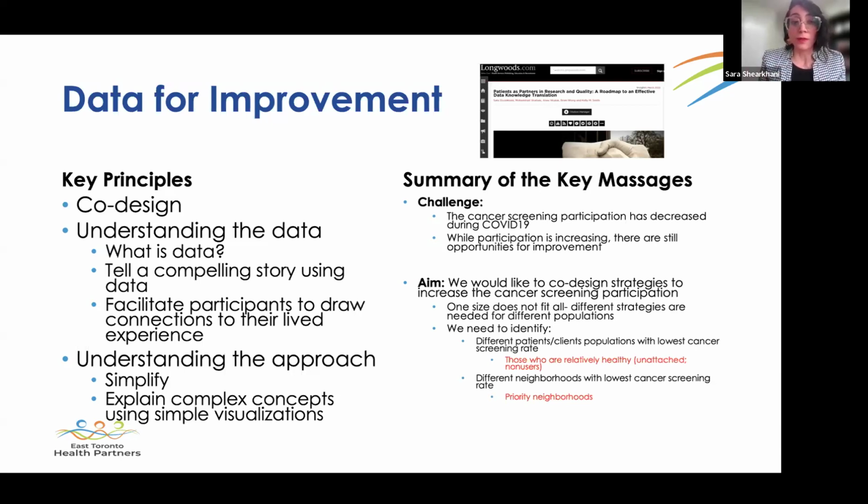So the key principles that we tried to follow were co-design, going back to the community members and asking them whether what we had in mind made sense to them. It was understanding what data is, which is basically people's experiences. Tell a compelling story using data and facilitate participants to draw connections to their lived experience. And then the other piece was understanding the approach. The approach that Walter and his team took was very sophisticated. I had to understand it really well to be able to simplify it and then explain those complex concepts using simple visualization. Next slide, please.